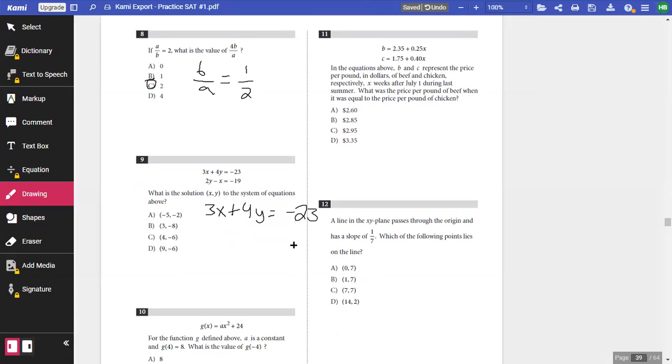I'll be using elimination. Let's go ahead and get rid of the y's by multiplying the bottom equation by -2. That'll give us 2x minus 4y equals 38 on the bottom. Then when we add the equations, we get 5x equals 15, x equals 3. So we get B.